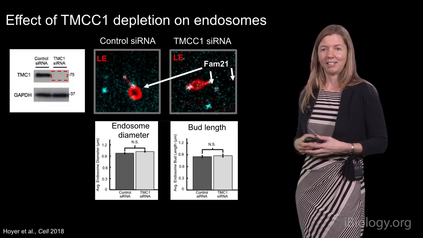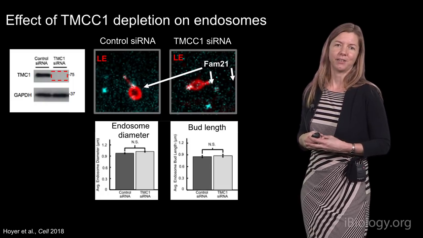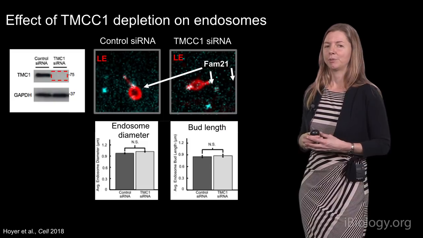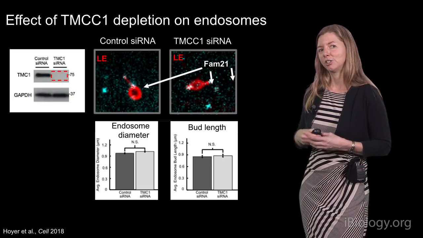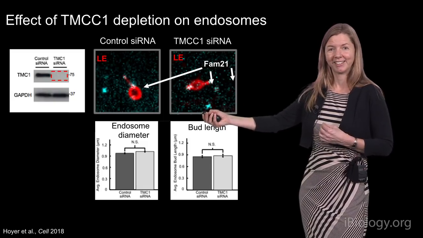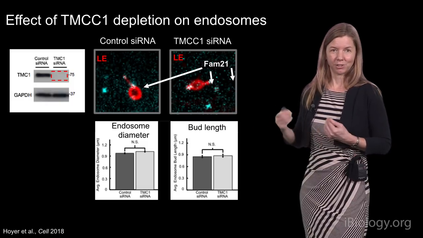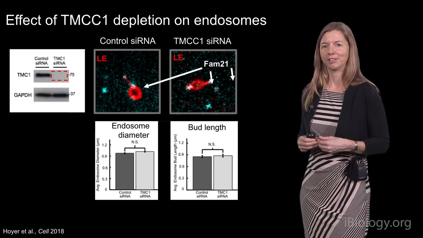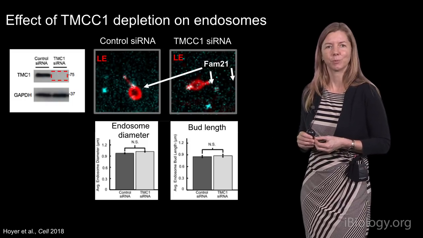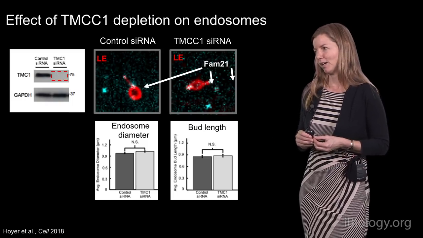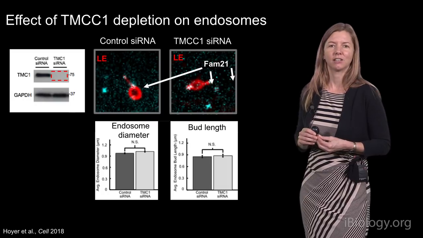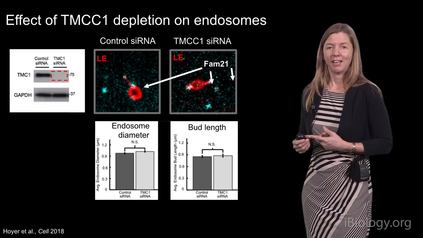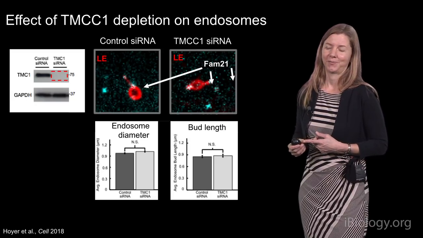The next thing we look at is, if we deplete this protein, what is the effect on endosome morphology in general? We depleted the protein and what we looked at is, do endosome buds still form? And also, do endosomes still have a normal morphology? So endosomes still are normal in appearance without this protein. And on the right here with that graph, we show that they still have buds, they have the same length, and they still accumulate cargo and all the markers of endosome buds.